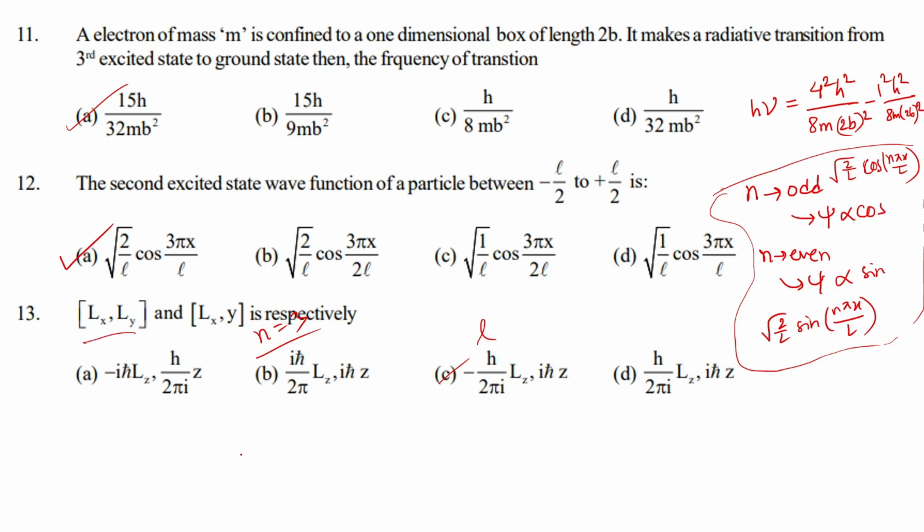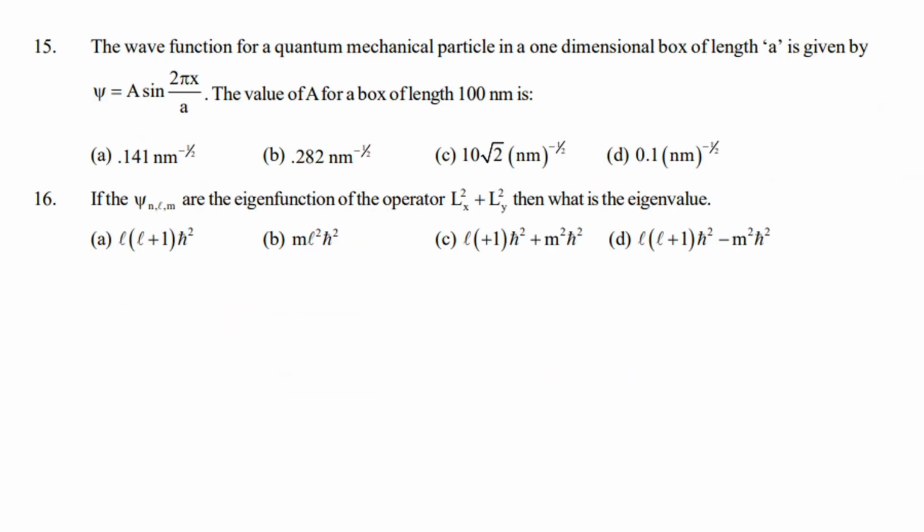[Lx, Ly] is what? i h cut Lz, right? Lz is also there. Then minus i is given, minus 1 by i, which is i, and h by 2 pi. So this is nothing but i h cut Lz. Okay. Try to solve it yourself.